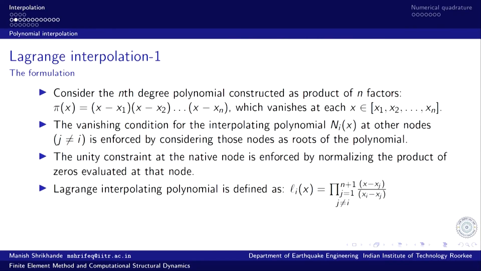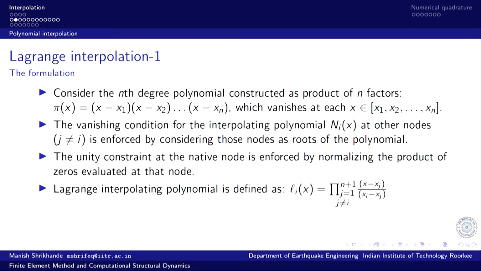This interpolation polynomial, the Lagrange interpolation form, is defined as L sub i. So, the Lagrange interpolation for the ith node is defined as the product of all terms, with j going from 1 to n plus 1, so a total of n plus 1 points, and j not equal to i.